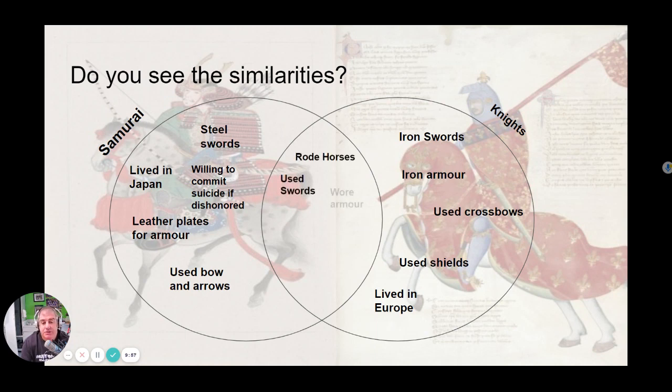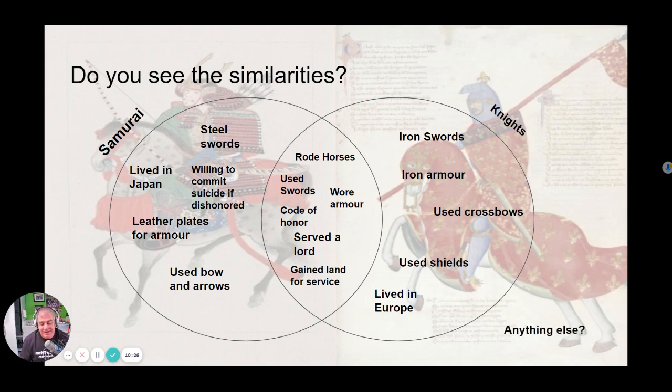They both rode horses. They both used swords. They both wore armor, even though it was different kinds of armor. They both had codes of honor. So there was the bushido code for the samurai. There was the code of chivalry for the knights. They both served a lord, and they both gained service land for their service. And some of those things on the outside could be similar too, but there are more things that are similar between these two.